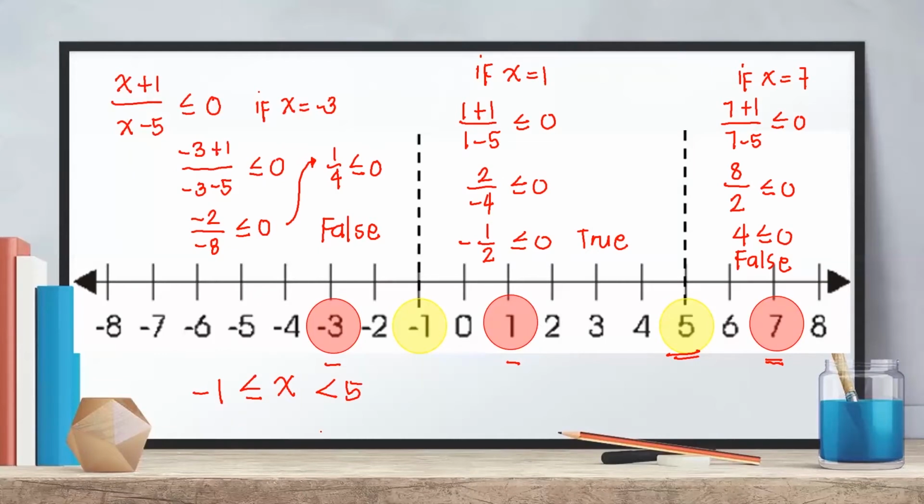This is read as x is greater than or equal to negative 1 but less than 5. It means that the values of x are between negative 1 and positive 5, and negative 1 is included. That is why we have an equal sign here and we don't have an equal sign here. So therefore, this is our final answer.